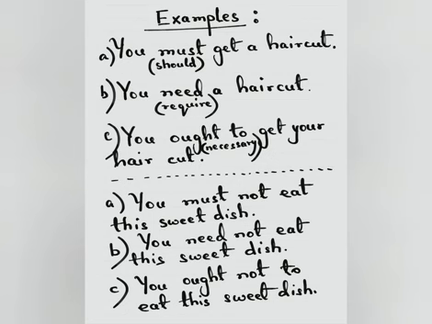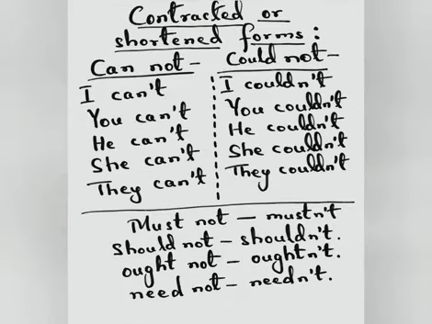You ought not to eat this sweet dish. Here an advice is being given that he should not, he ought not eat the sweet dish. Now we will look at the contracted or shortened forms of the modals.